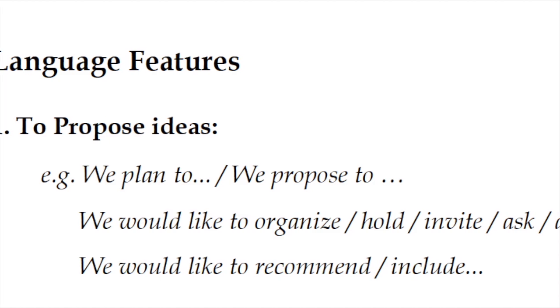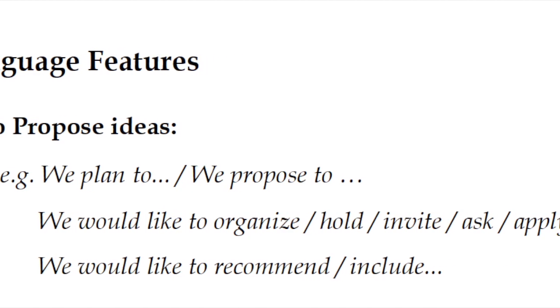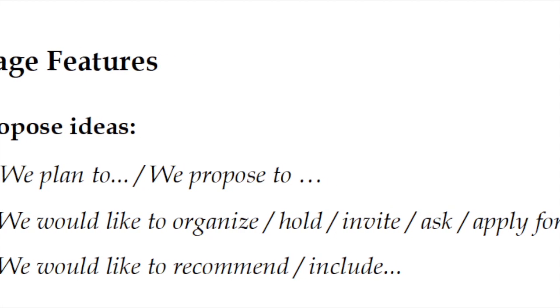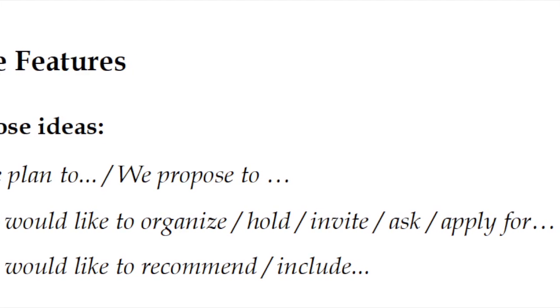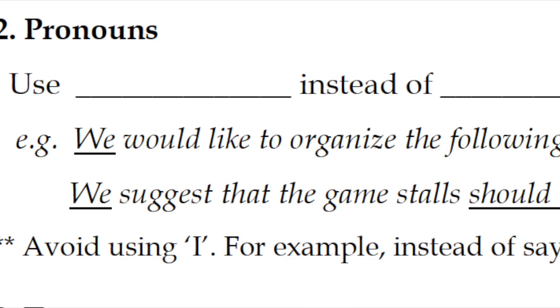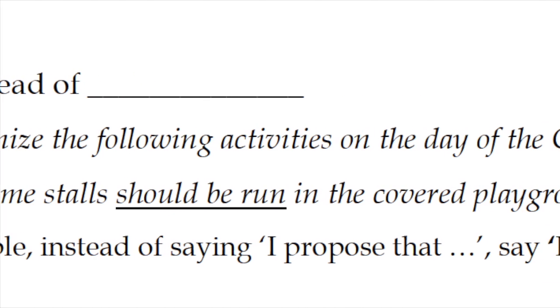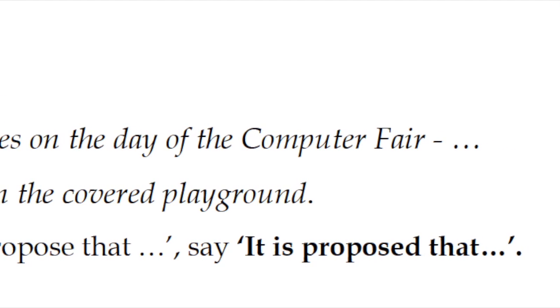Number 1. To propose ideas. Examples: we plan to, we propose to, we would like to organize, hold, invite, ask, apply for. We would like to recommend, include. For pronouns, use we instead of I. Example: we would like to organize the following activities on the day of the computer fair. We suggest that the game stalls should be run in the covered playground.